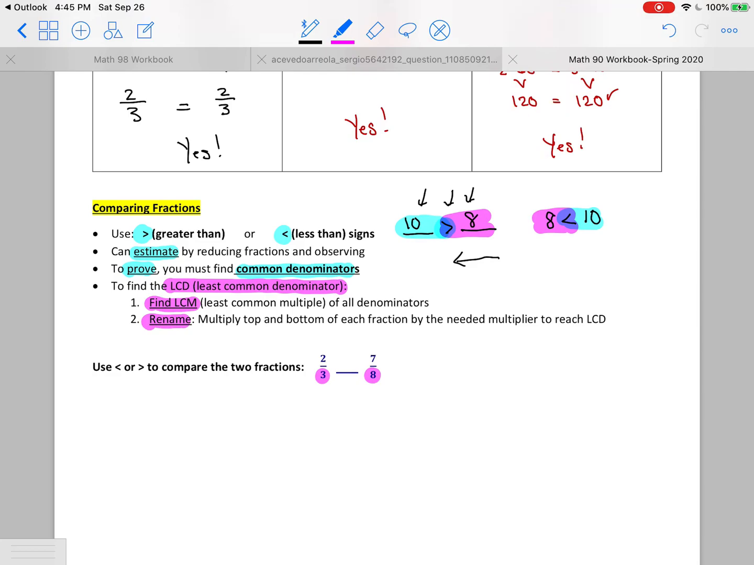Well, we can do an estimate here, but we don't know for sure. If we were asked to do the comparison, we would want to show proof. That's what I'm getting at: we want to show the steps. We want to show that we know that for sure, and that we know how to show that using our math, using our algebra. So what we're really doing here is looking for the least common multiple.